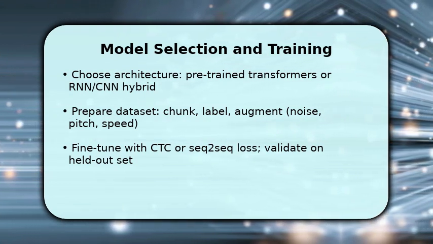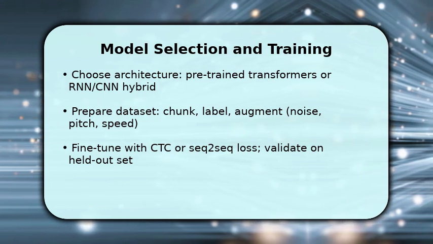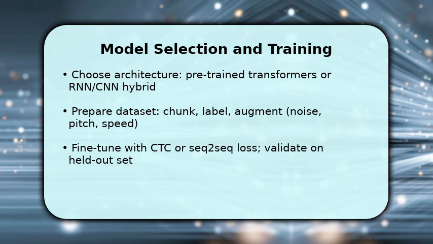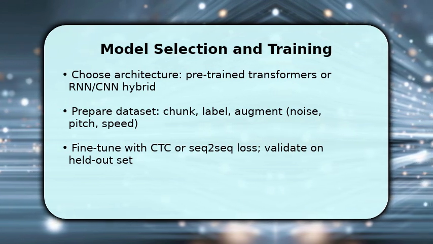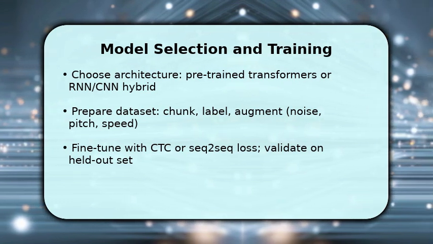You fine-tune with CTC or sequence-to-sequence loss, batching by similar length, and using gradient accumulation when necessary. Make sure to monitor WER and loss curves, and validate on a held-out set to avoid overfitting before deployment.